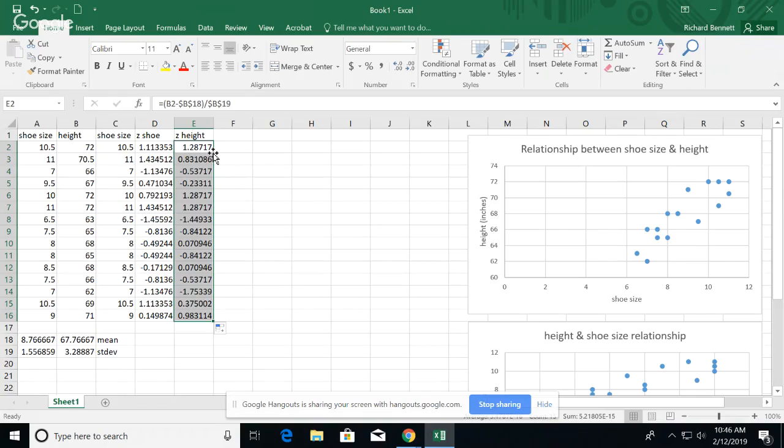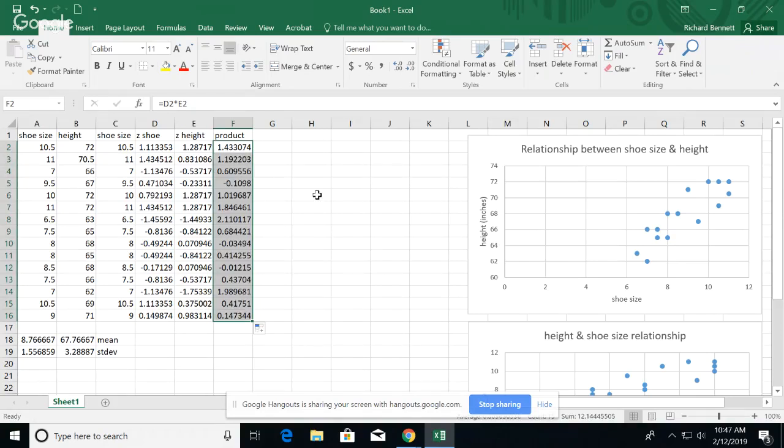Okay, so we found the z-scores for X and Y. That's step number 3. Braden, what is step number 4? Find the product of the z-scores. Okay, what am I multiplying together? The z-score for the shoe size and the z-score for height, so 1.11 times 1.28. Do I need to F4 any of these? No, do not F4 those. Okay, we are going to copy that down.